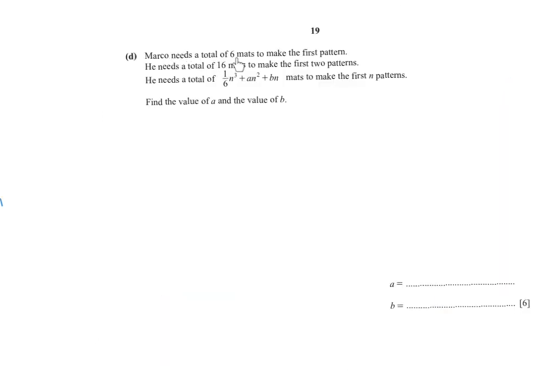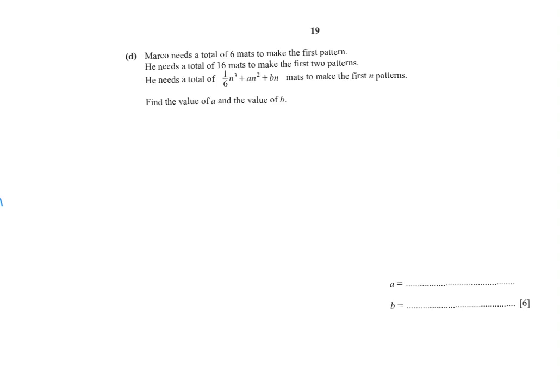Marco needs a total of 6 mats to make the first pattern. He needs a total of 16 mats to make the first 2 patterns. He needs 1 over 6 n cubed plus a n squared plus b n to make the first n patterns. Find a and b.